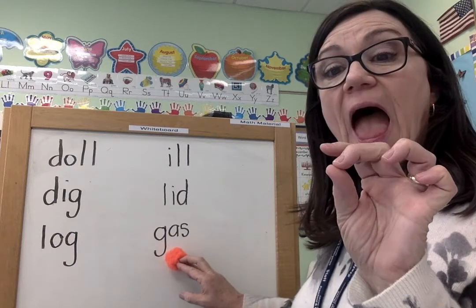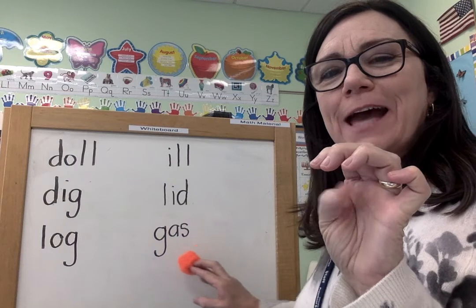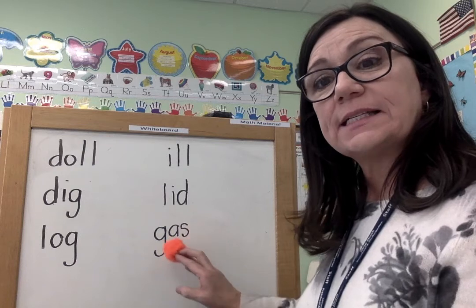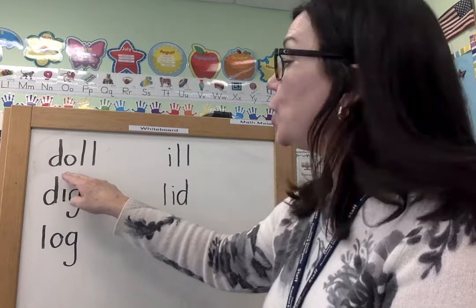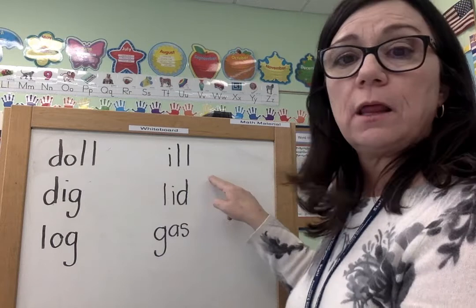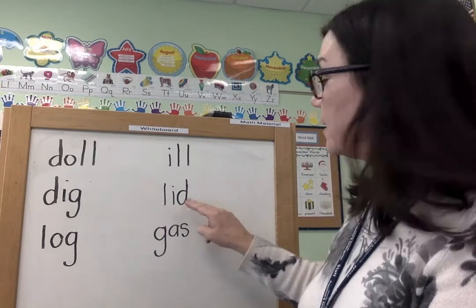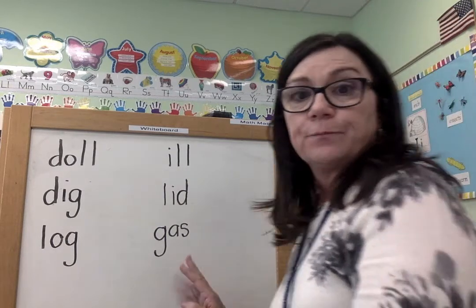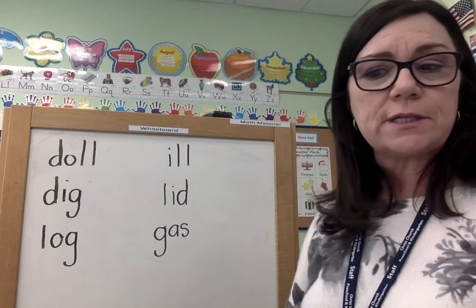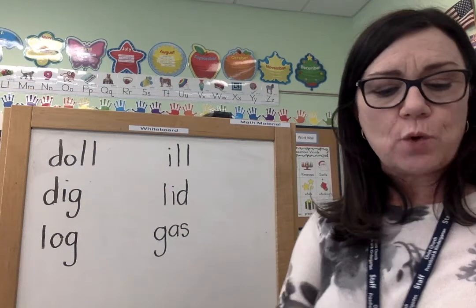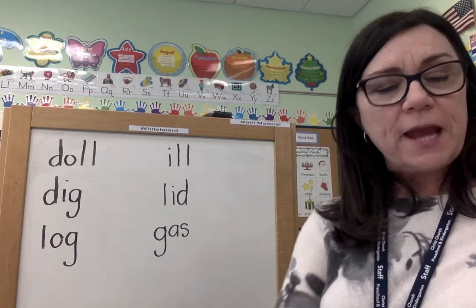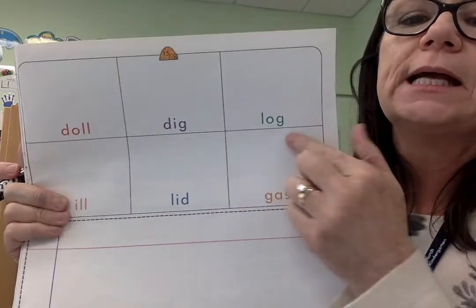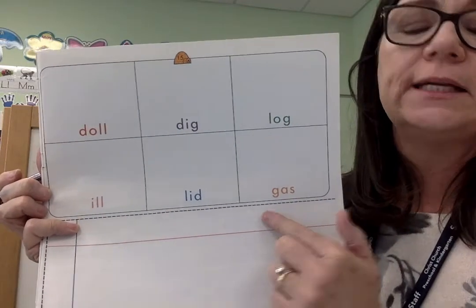G, a, s. Gas, gas, gas. So let's go back and read it. Doll, ill, dig, lid, log, gas. You should be able to read all those because we know all those letter sounds and we can tap and blend quickly. On page 15, you will see all these words again: doll, dig, log, ill, lid, and gas.